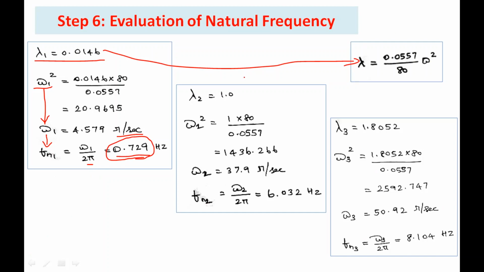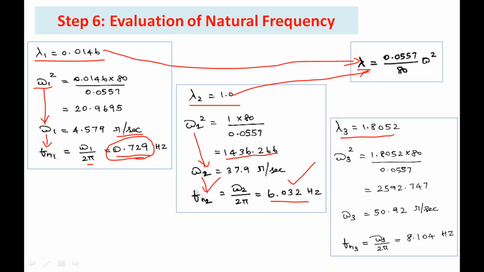Now coming to the second one, lambda 2 is 1. So now substitute this lambda value in this equation. We'll get omega 2 square is equal to 1 into 80 divided by 0.0557. So this value is coming like this. Then taking the square root of this, we'll get omega 2 is equal to 37.9 radian per second. And dividing this omega 2 by 2 pi, we'll get Fn2 is equal to 6.032 hertz, 6.032 hertz for the second natural frequency.